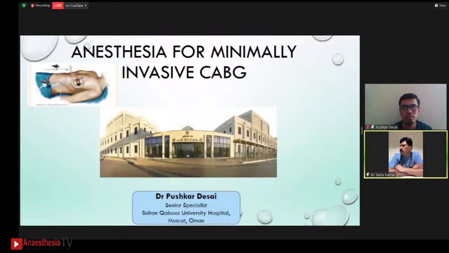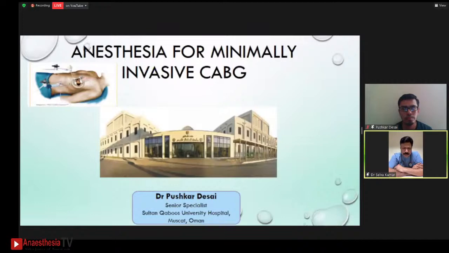First speaker is Dr. Pushkar. He's going to talk about anesthesia management for CABG. Anesthesia management for CABG is a routine process for a wide number of years. But here the interesting point is minimally invasive CABG. That is the clinching point. So we welcome Dr. Pushkar.